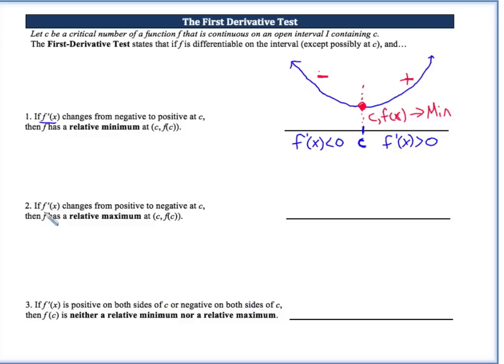Now, if f prime of x changes from positive to negative at c, then we have a maximum. So here, f prime of x is greater than 0, and then at c it switches over to f prime of x is less than 0. So that means we have an increasing function. It hits c and it's 0, and then we have a decreasing function.